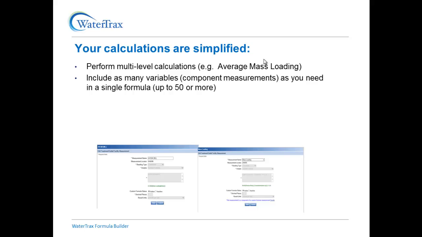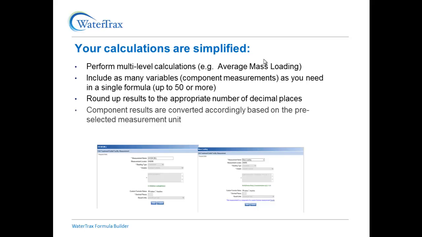You can also use as many component measurements as you require in your formulas. This means you can perform calculations taking results from as many data sources as you need. You can round results to the appropriate number of decimal places. And finally, component results are converted according to the pre-selected measurement unit, meaning that if your lab, for instance, ever makes a mistake of uploading results using different units, you can rest assured that those results will be converted to a base unit first, so that your calculated values are not affected.